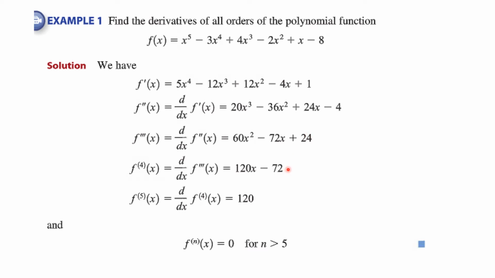The fourth derivative is the derivative of this. I get this. And the fifth derivative is this. And if I take a sixth derivative, or anything higher than 5, I'm going to get 0. And the derivative of 0 is just going to be 0. So you see this actually does have derivatives of all orders.